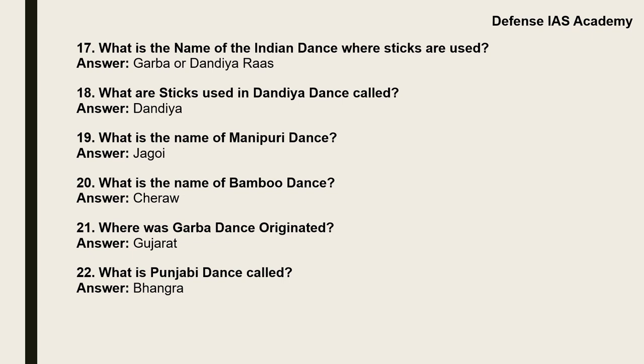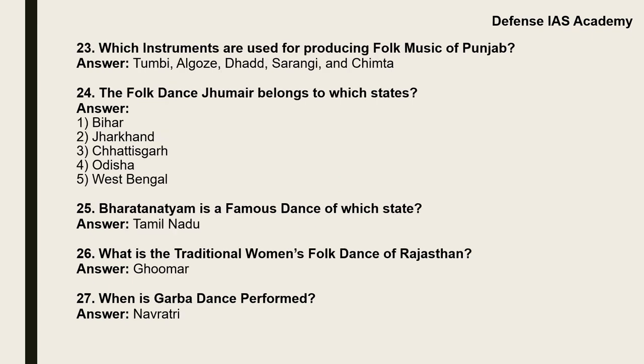Where was Garba dance originated? Garba dance is from Gujarat. So the answer is Gujarat. What is the Punjabi dance called? Punjab is always famous for Bhangra dance. So, of course, the answer is Bhangra. Next question, which instruments are used for producing folk music of Punjab? The answer is Tumbi, Algoze, Dhad, Sarangi and Chimta. These are the five instruments. Please memorize it.